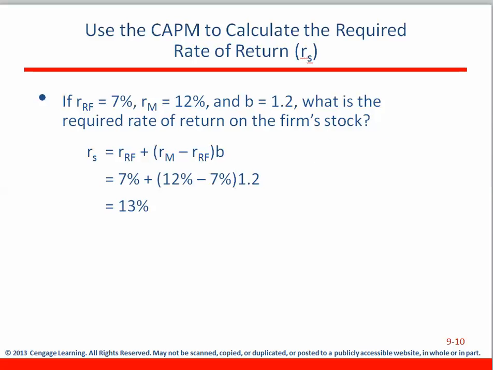So step one is we use the CAPM to calculate the required rate of return on a stock. Assume the risk-free rate is 7, the return on the market is 12, and beta of this stock is 1.2. So the first thing we have to do is figure out what is RS, the required rate of return on the stock. Again, remember the hats and no hats. RS with a hat on it is the expected rate of return, what I think I'm going to earn. RS like this is the required rate of return. That's the return that I need to earn based on a beta of 1.2. So my risk-free rate of 7 plus RM minus RF, the market risk premium, times the beta gives me a required rate of return of 13%.